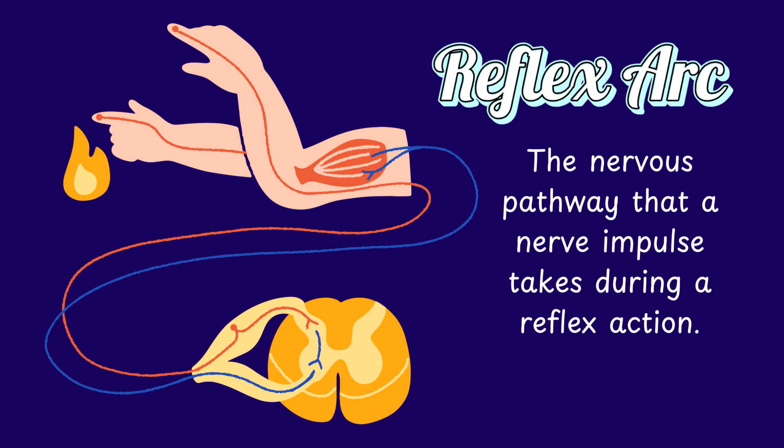There is another definition that you need to know: reflex arc. Reflex arc is the nervous pathway that a nerve impulse takes during a reflex action, right? So the pathway, students, would be from the sensory neuron through the relay neuron and through the motor neuron to the effector, right? That is the pathway, and that is what we call the reflex arc. Please make sure that you know this definition.